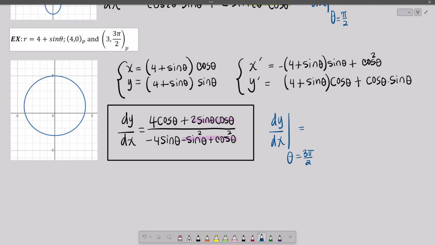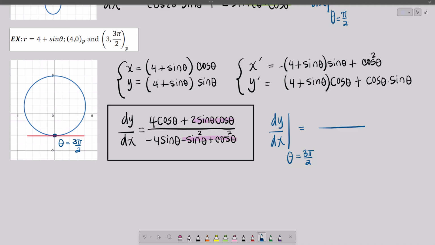Let's see if we can sort of forecast what we might get. If we're plugging in points, 3 pi over 2 is all the way down there. Sine of 3 pi over 2 is negative 1. 4 minus 1 is 3. So this is in fact where we are when theta is equal to 3 pi over 2. That tells us that we should get 0. That has a horizontal tangent. Let's see if we do.